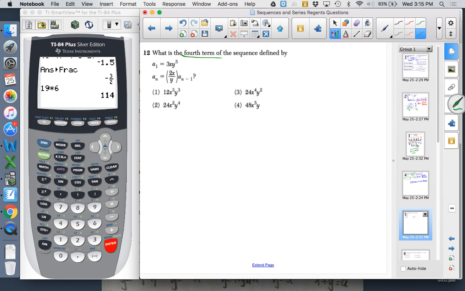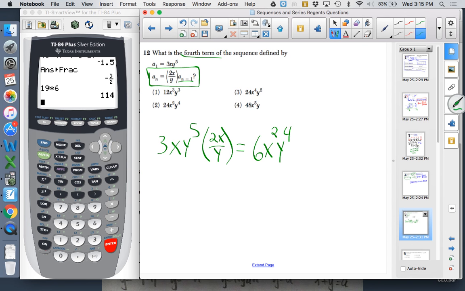Well, if you start with the first term, 3x times y to the fifth, the recursive formula here is telling us to just multiply the previous term by 2x over y. So times 2x over y, that'll give me the term 6x squared y^4. That's my second term. Repeat the process. I'm going to get 12x cubed y cubed, and that's my third term.